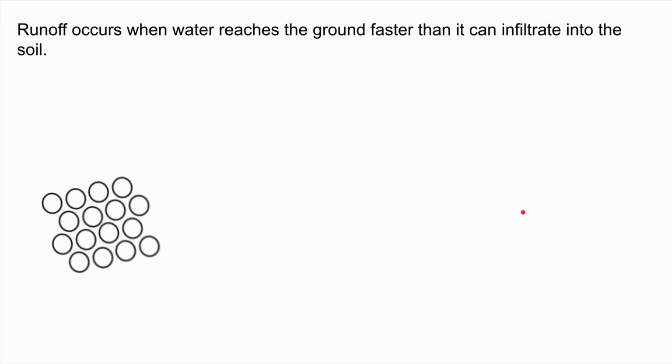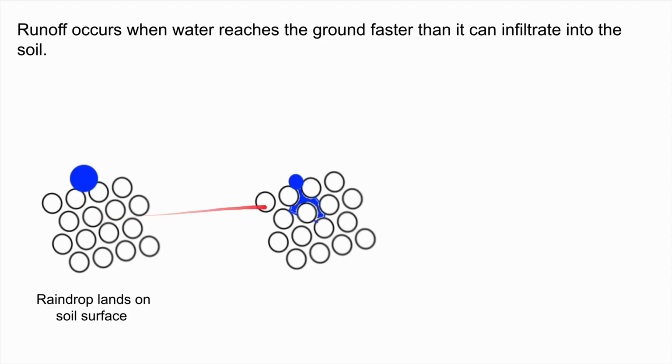Runoff is something that we don't like. Runoff occurs when water reaches the ground faster than it can infiltrate into the soil. So let's look at this. I took my diagram from before. This is soil particles, and now I've tipped it a little bit so it's not quite flat. So here's my water drop. It lands on the surface. Now remember, it's going to take a little bit of time for this to infiltrate. So here it is, this water droplet is in the process of infiltrating.